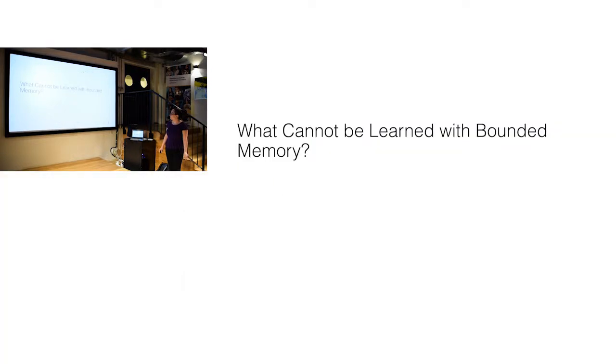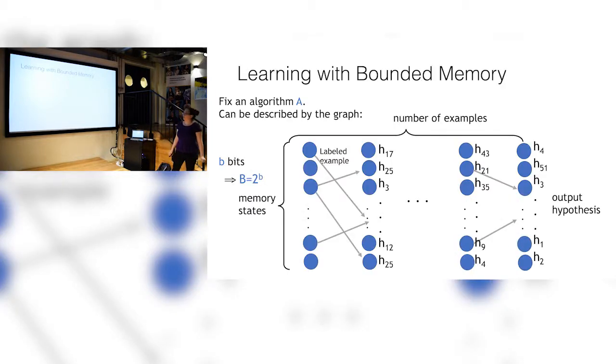So the question is, what cannot be learned with bounded memory? Okay, so let's define. Now I'm getting into the details of it. What is learning with bounded memory? One thing you need to know about me, I really like graphs and I like looking at things as graphs. So let's think about the algorithm as a graph.